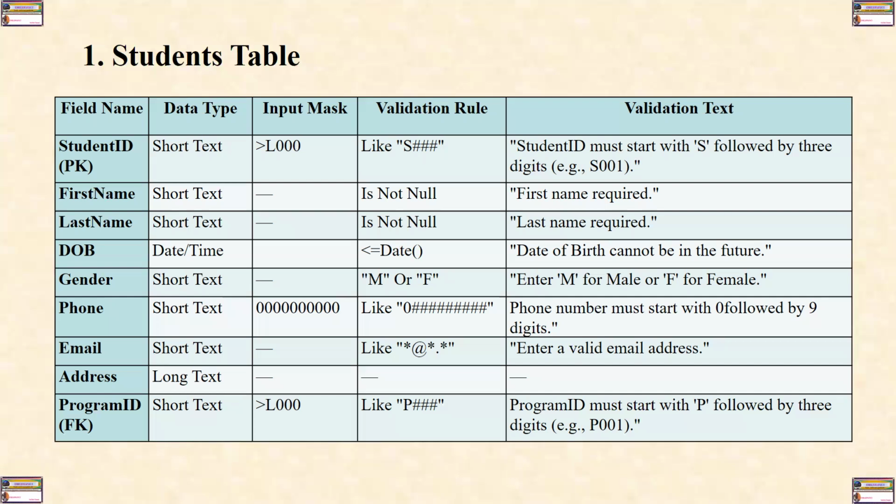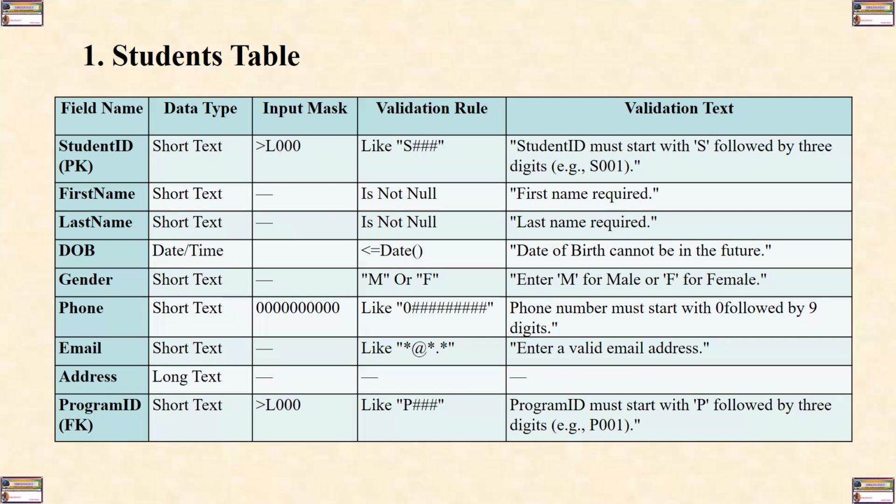And therefore, if you want to enter, for example, the admission numbers of students beginning with the S, followed by 3 numbers, then you set the input mask as greater than, followed by capital letter L and 3 zeros. For example, as a validation rule, you can say S with 3 hashes. For the first name, you can say the validation rule is not null, so that it's not left empty. For the last name, it is not null.